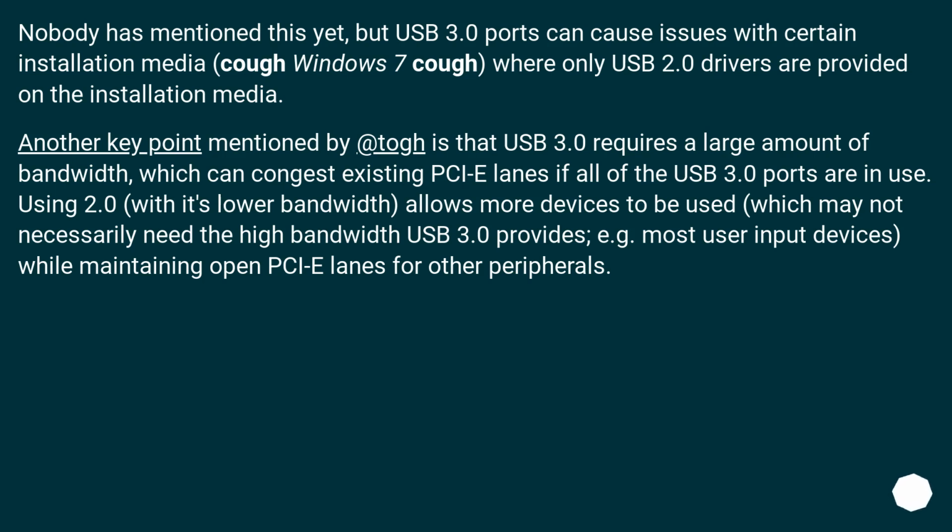Another key point mentioned by Actode is that USB 3.0 requires a large amount of bandwidth, which can congest existing PCIe lanes if all of the USB 3.0 ports are in use. Using 2.0, with its lower bandwidth, allows more devices to be used, which may not necessarily need the high bandwidth USB 3.0 provides, for example most user input devices, while maintaining open PCIe lanes for other peripherals.